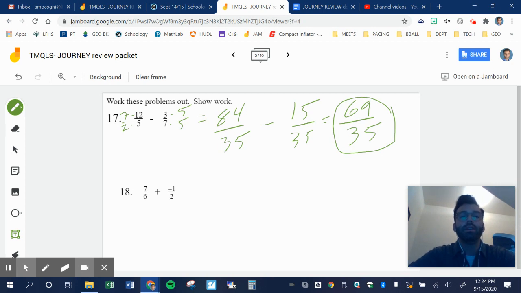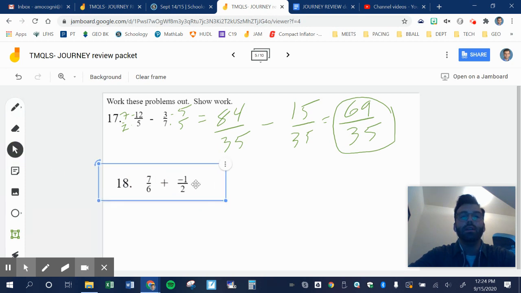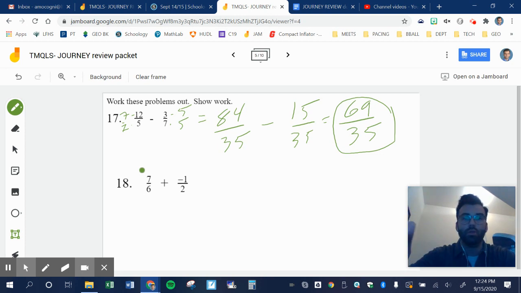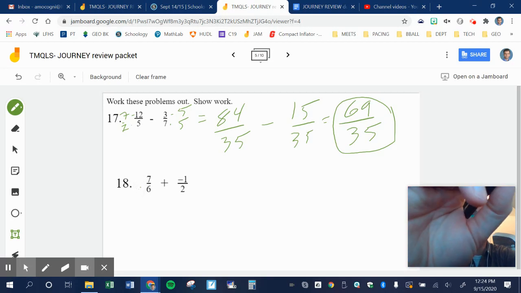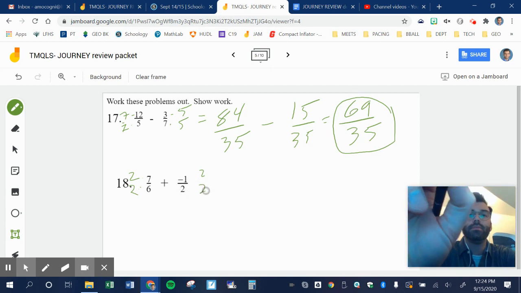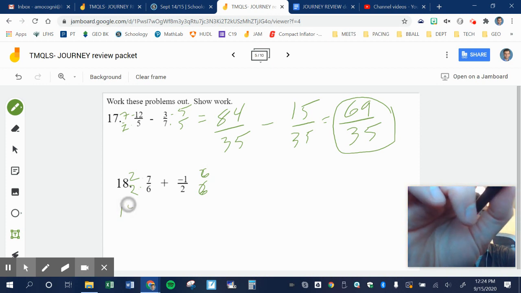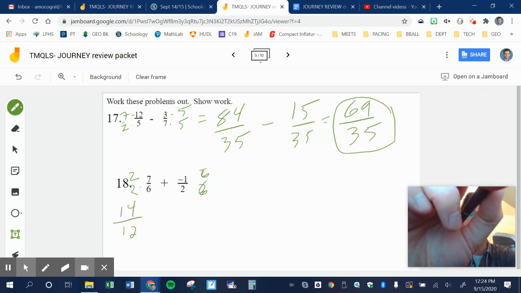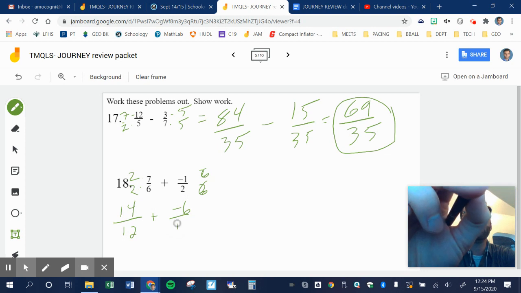Okay. Number 18 says 7 over 6 plus negative 1/2. Now I could do two things here. I could multiply both the numerator and denominator by 2, and multiply the numerator and denominator by 6. That would be totally fine, so I'm going to do it that way first. There's another way to do this problem, and I'll do that next. Or excuse me, that should be 6. So 7 times 2, I get 14 over 12 plus negative 6 over 12.